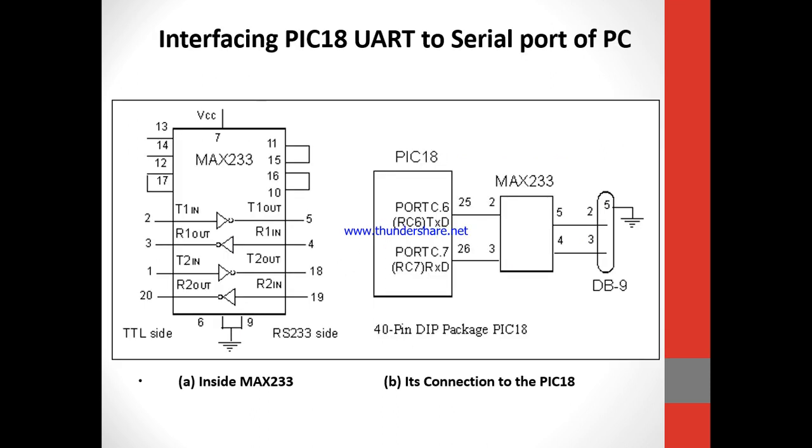Okay. Now we'll see the interfacing diagram for serial communication when we connect the PIC microcontroller to the PC. This diagram will give you the idea of how the connection is made. The left hand side diagram is showing the MAX232 or MAX233 IC, and this particular diagram shows how the PIC microcontroller has been connected to the PC using the DB9 connector.